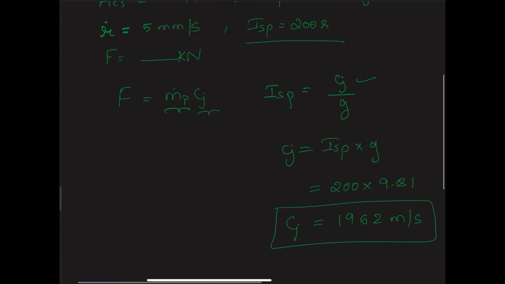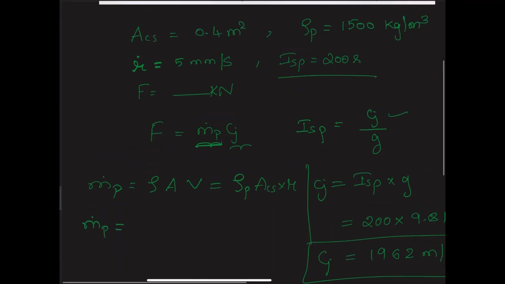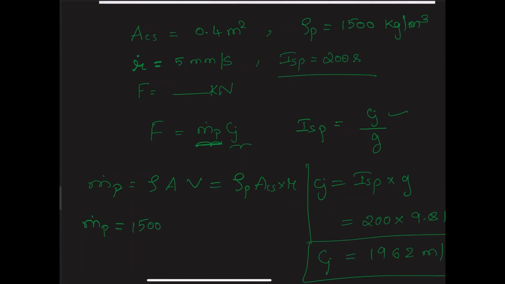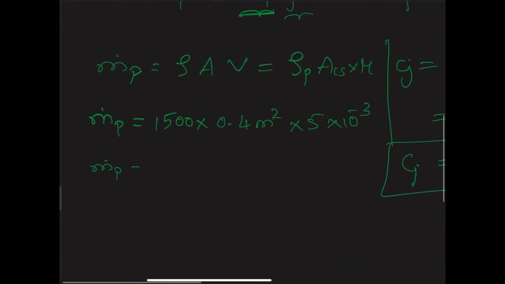So you got Cj. Now the remaining term is the mass flow rate of propellant. For mass flow rate, you know the formula rho A V, where rho is propellant density, A is cross sectional area, and velocity is nothing but regression rate. So mass flow rate of propellant is equal to density 1500 kg per meter cube, cross section in meter square, into regression rate, which is in mm, so convert that to meter per second, into 10 to the power minus 3. If you calculate, you'll get 3 kg per second.